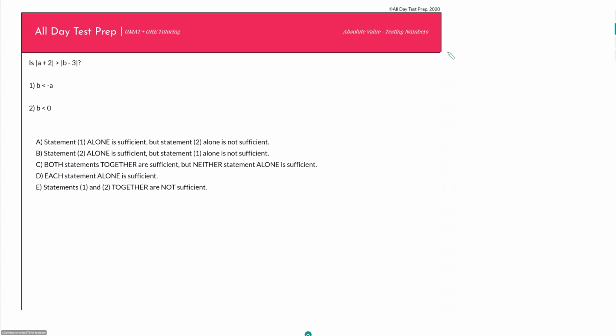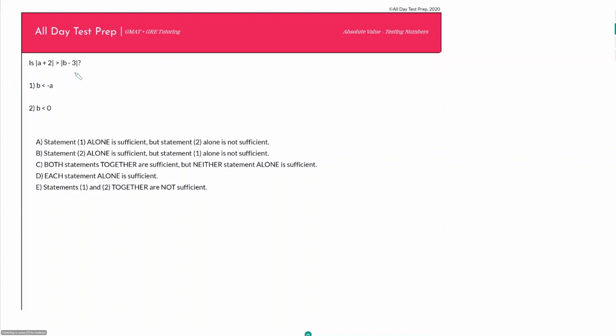Now for this problem here, let's see if we can take some of the principles we talked about in the previous video about testing numbers and apply them to this absolute value problem. The question says, is the absolute value of a plus 2 greater than the absolute value of b minus 3? You can see we have two variables and two absolute value expressions. So this falls under that second category of more complicated absolute value questions, which means it might be a good candidate for testing numbers.